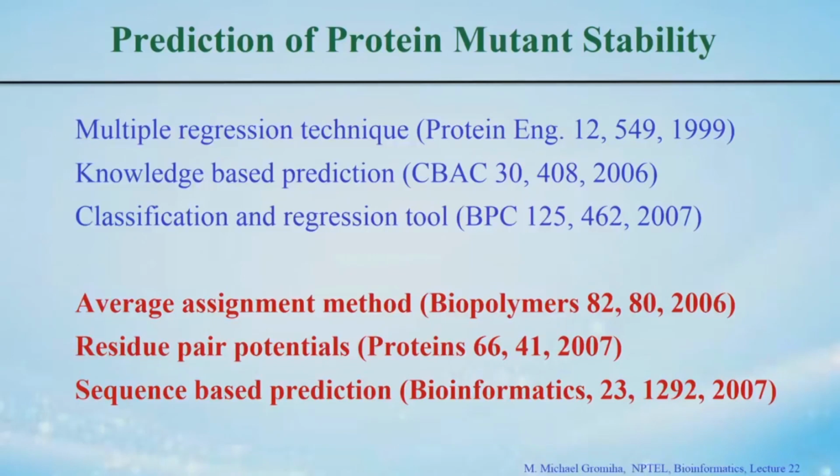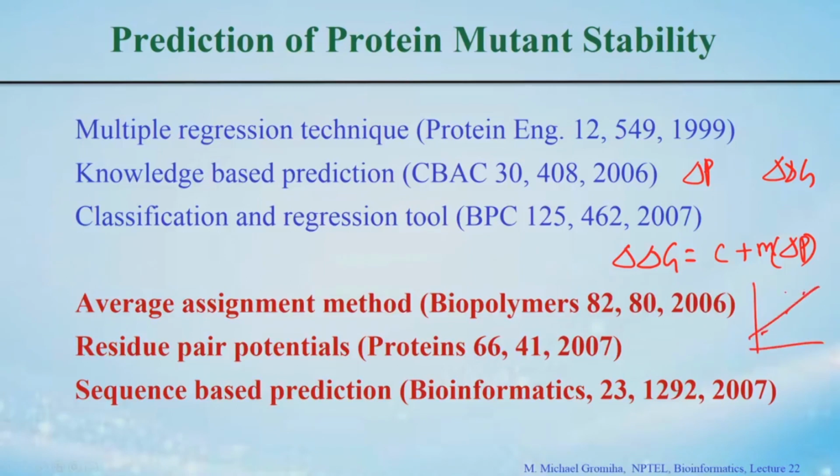If you have the relationship, for example, here the property delta P is related with delta delta G. You can relate delta delta G equal to some constant C plus m into delta P. So, delta P is the property value and C is the constant, because if you make a straight line, if you see the values like this, we can use this equation to calculate delta delta G, and then you can see whether you can predict.